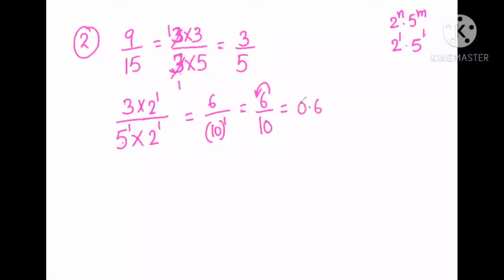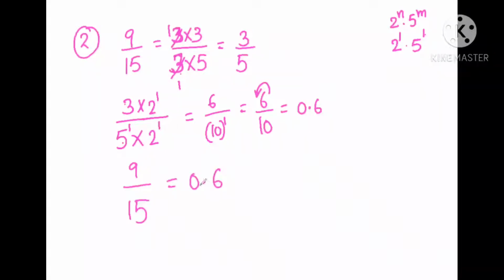So the answer is 0.6. Why are we keeping 0 here? In the integral part there is no number, so to avoid confusion, we should keep 0 in the integral part and the decimal part 0.6. So 9 by 15 is equal to 0.6.